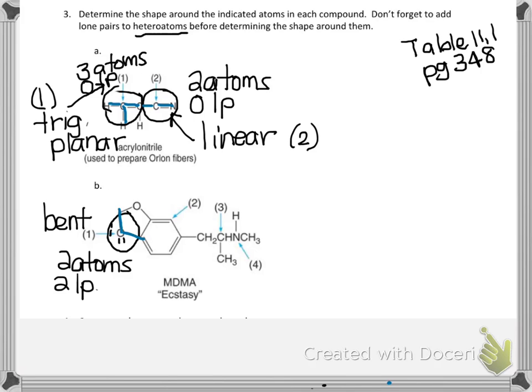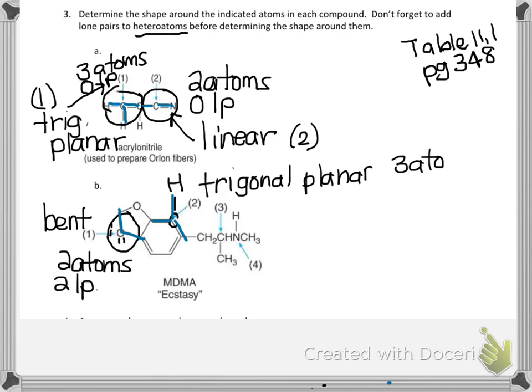Now, number 2, this is a carbon right here. Now, carbon would have 1, 2, 3 bonds, which isn't enough. But remember, in the skeletal structure, they take out the H's that are attached to the carbons. So there's actually another H there. So when we're looking, it's attached to 1, 2, 3 atoms. And number 2 is trigonal planar because it has 3 atoms and 0 lone pairs.